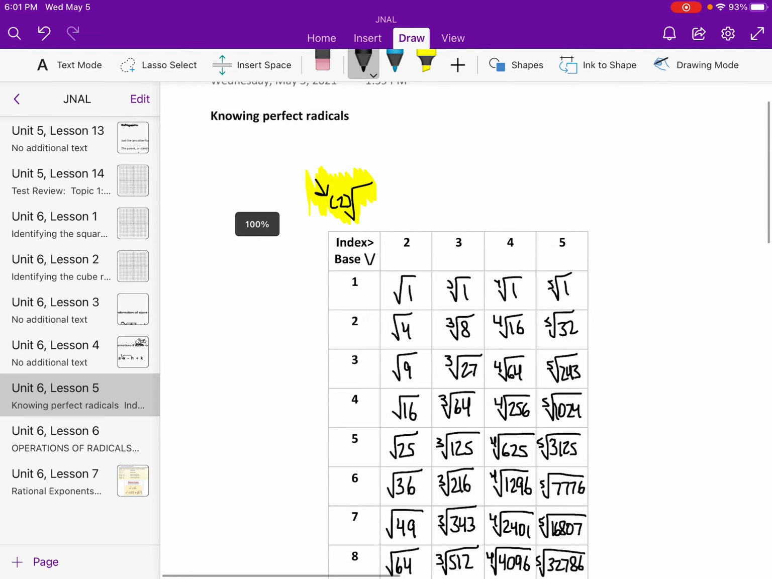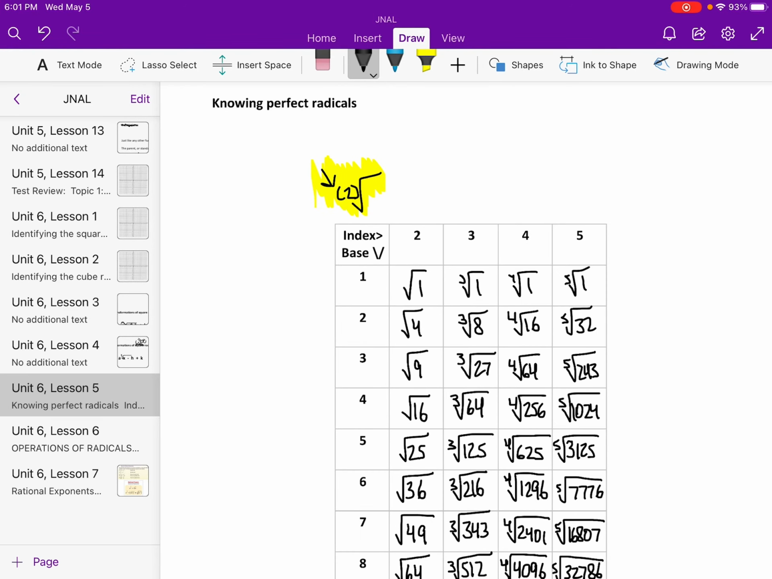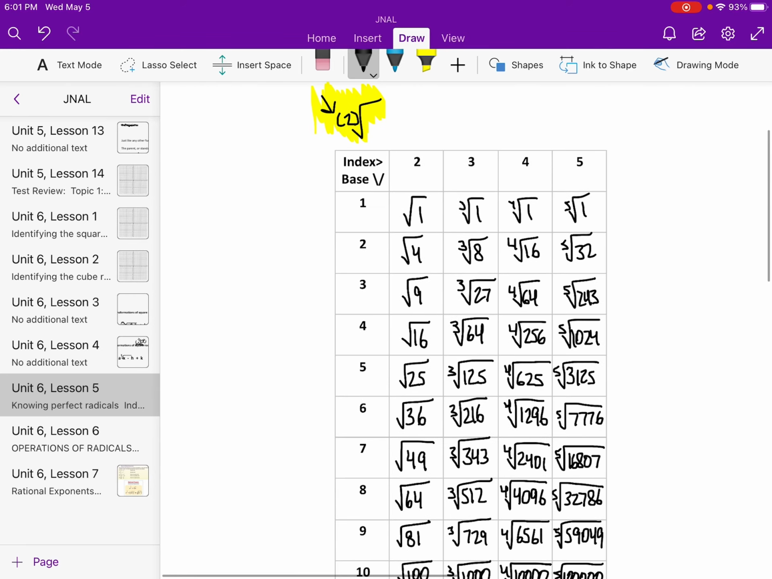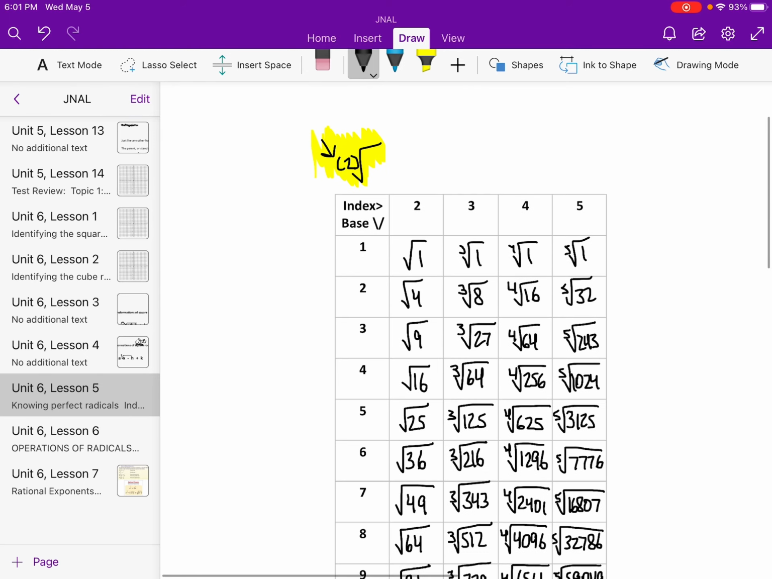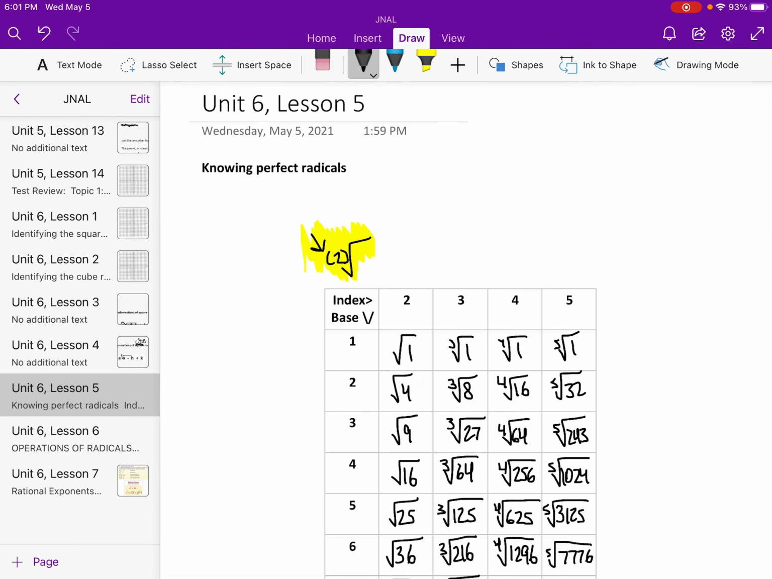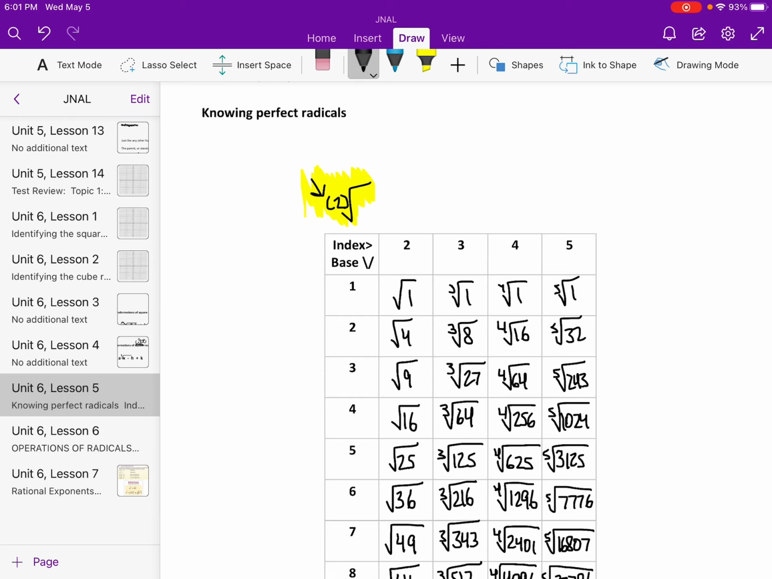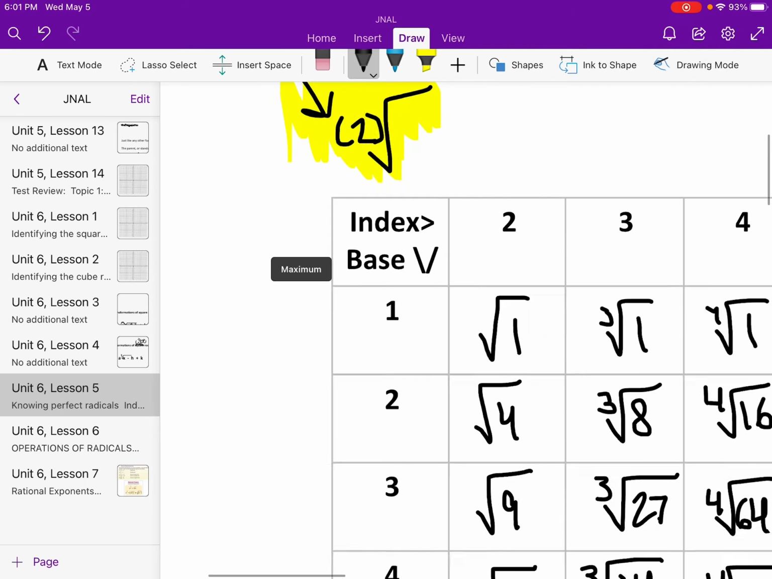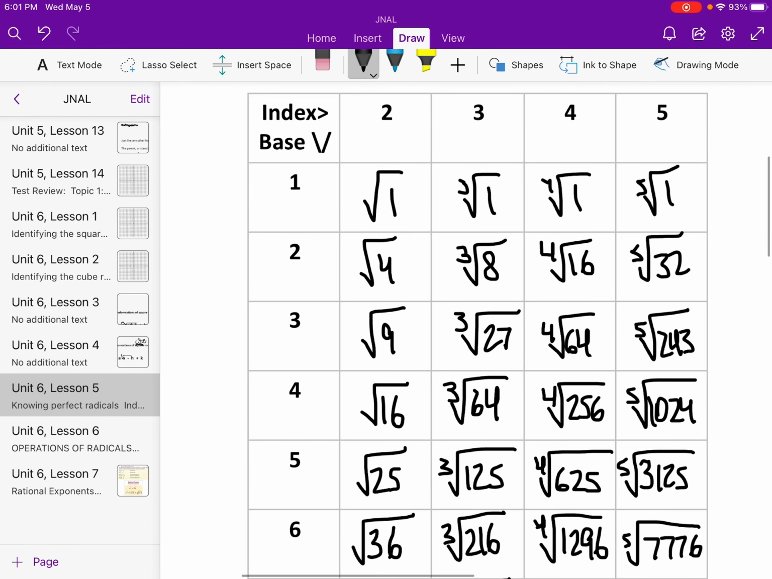So there's perfect radicals. We've been learning about radicals. We already learned how to graph them, but now we're going to have to do operations with them, even if you don't like that. But you probably know your 2's and you might know your 3's. Basically, this is just a chart with all of the things that there are.